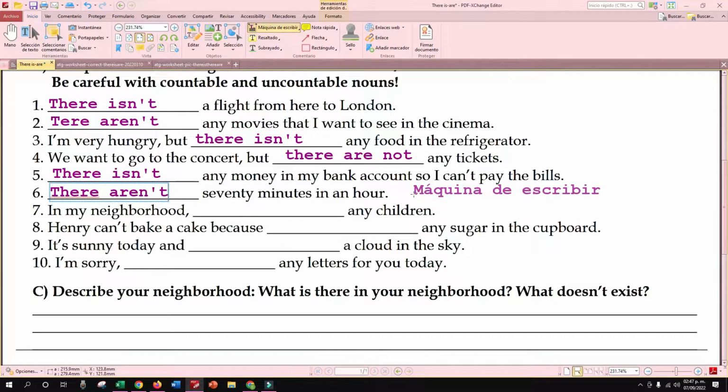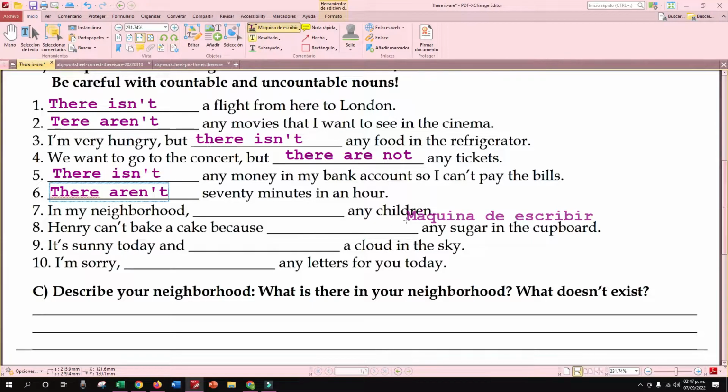70? No, right? 60. Nice. So there aren't 70 minutes in an hour. Good. Seven. In my neighborhood, any children? Remember this. In my neighborhood, any children?